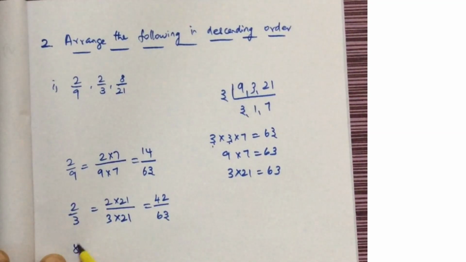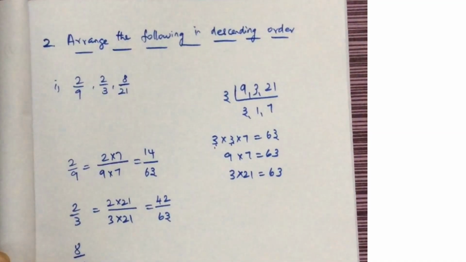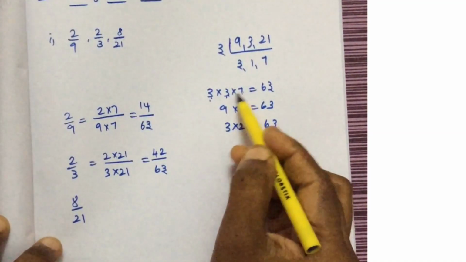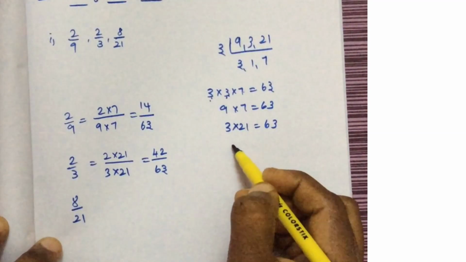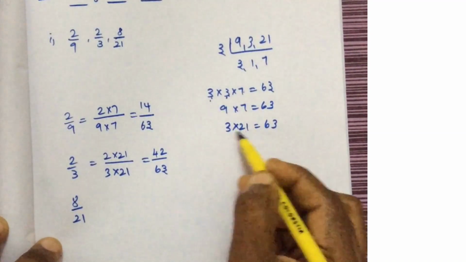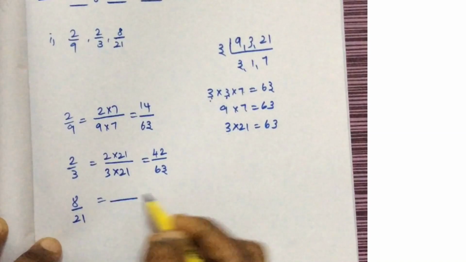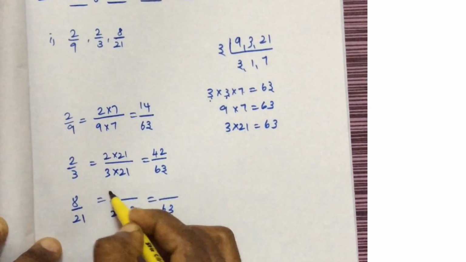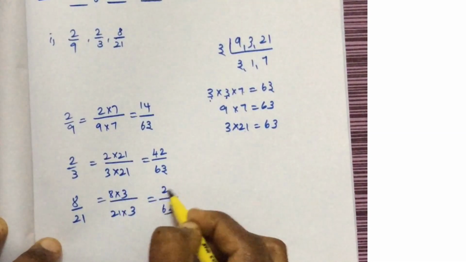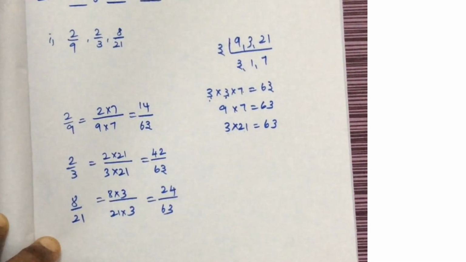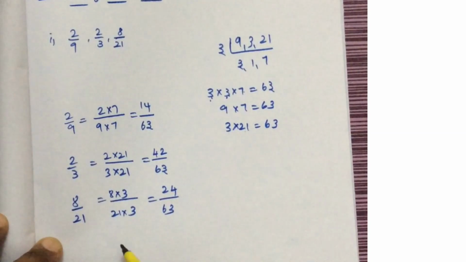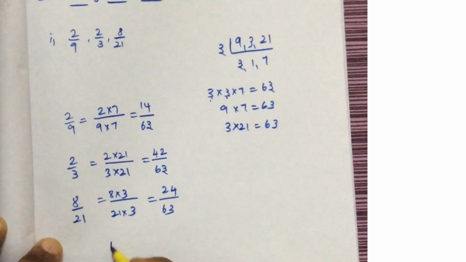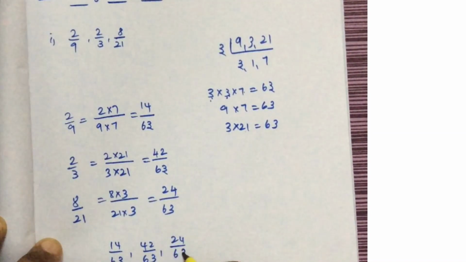The next is 8 by 21. So 7 multiplied by 3 is 21, and 21 multiplied by 3 is 63. So we have to multiply it by 3 now. 21 multiplied by 3 is 63, so 8 multiplied by 3 is 24. Now we can compare: 14 by 63, 42 by 63, 24 by 63.